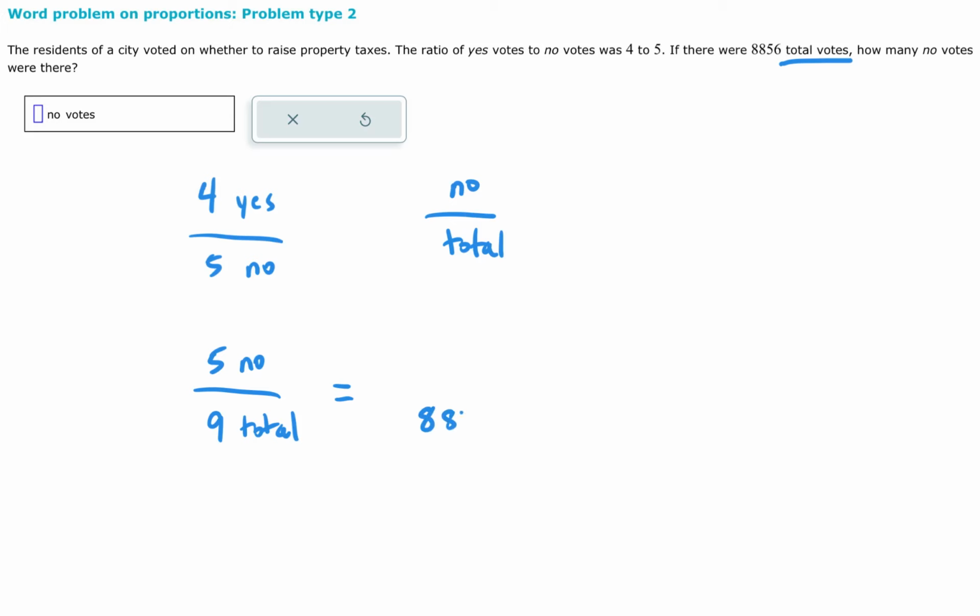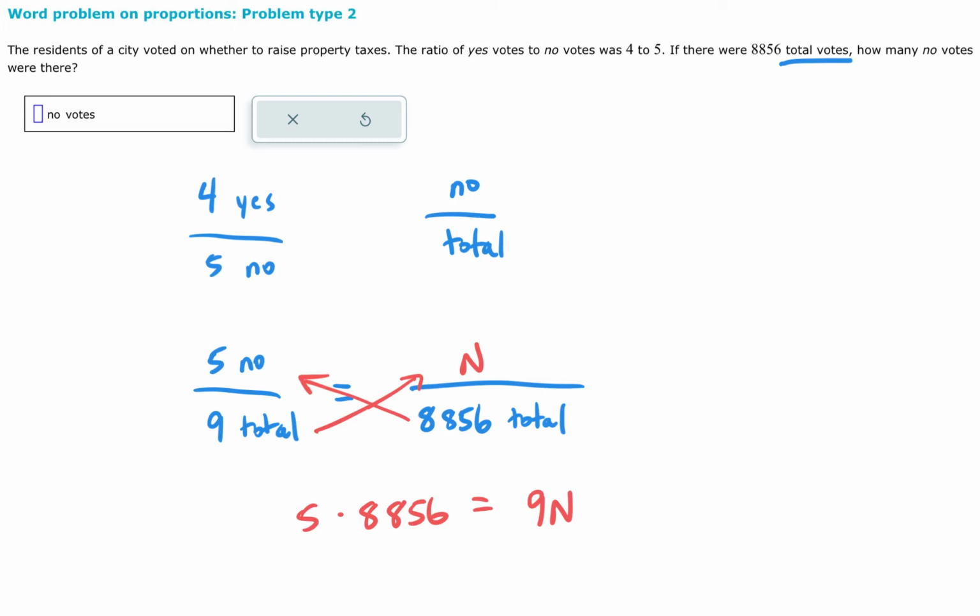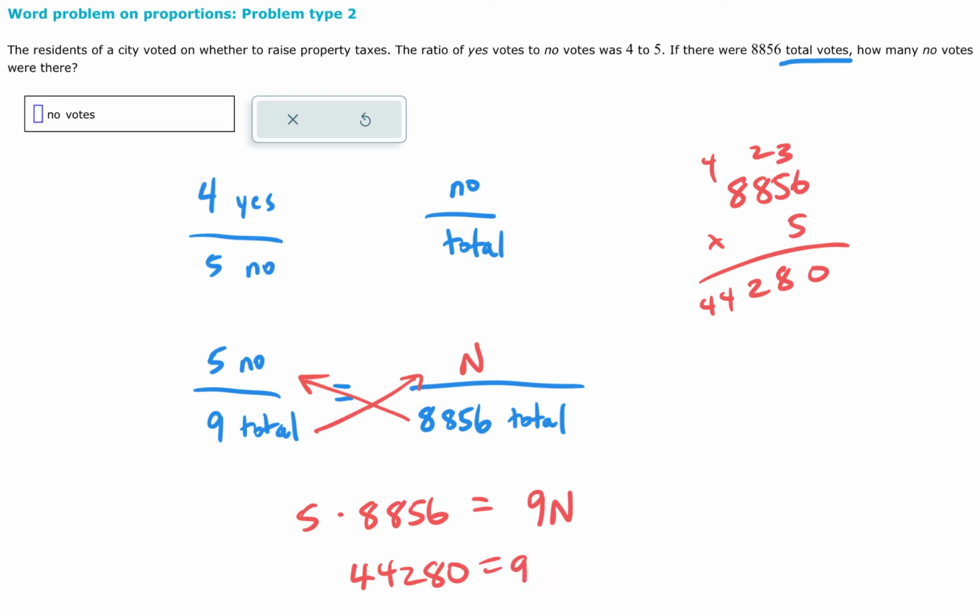8,856 goes with the total. And we're trying to figure out how many no's there would be then. Just like before, we're going to do cross multiplication. So 5 times 8,856 equals 9 times, let's call this n for no, 9n. And then we're going to multiply out 8,856 times 5. Let's see, 28, 42, 44. So that would be 44,280 equals 9 times n.